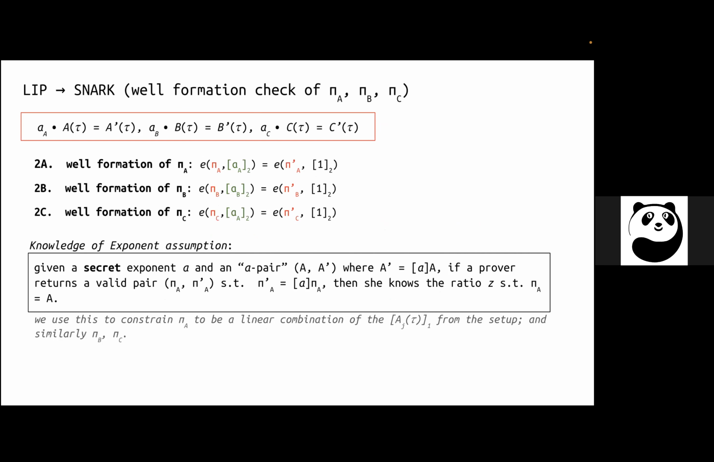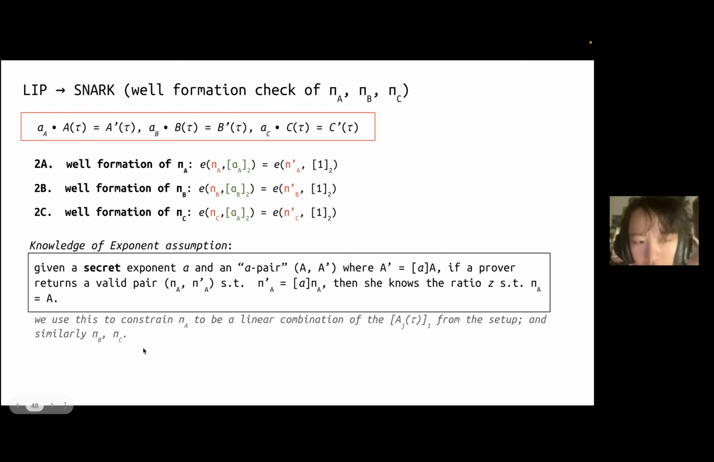Then maybe this is just a general question. Is the knowledge of exponent assumption related to the discrete log? I think so. Yeah. Because actually, yeah. Sorry, go ahead. No, you go ahead.